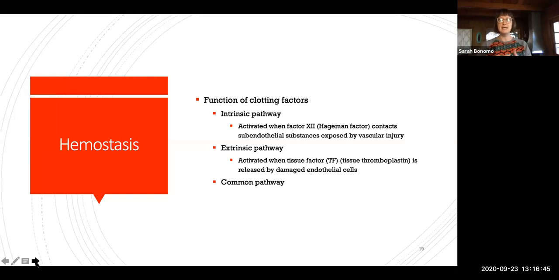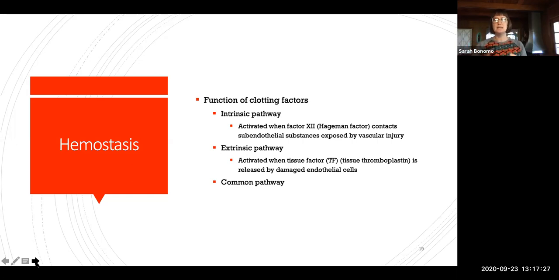We want to make a meshwork of protein strands that are going to stabilize the platelet plug and make it more permanent. Because remember, a platelet plug is really just a temporary emergency measure. We need something that's going to stabilize it and hold it there. That's what goes into effect when we activate the clotting factors. So we make these protein strands, which are made of fibrin, produced by the clotting system in order to create this more permanent meshwork to protect or heal the area.